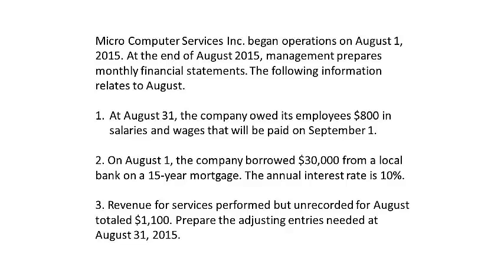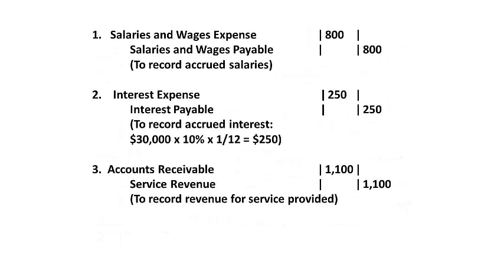So to do that, in adjusting entry number 3, we're going to debit accounts receivable, an asset that is owed to them by the customer as a result of providing these services to the customer, and we're going to credit revenue for the same amount, $1,100, because that's the revenue they earned during the month that they have not yet received. So this is an example of an adjusting entry that accrues a revenue.